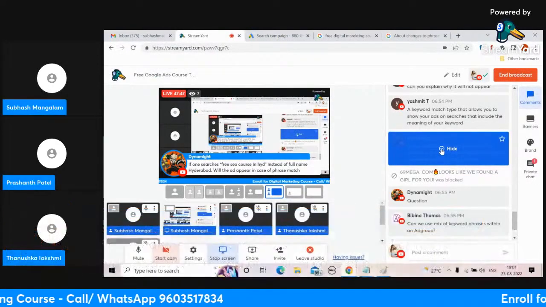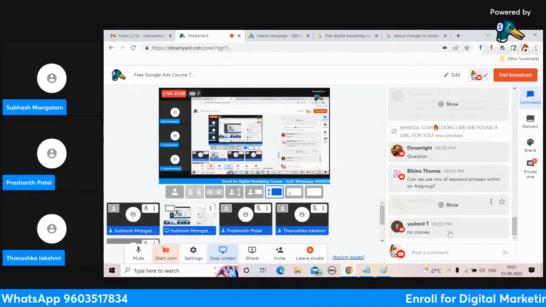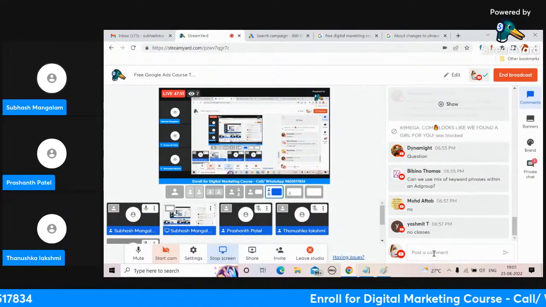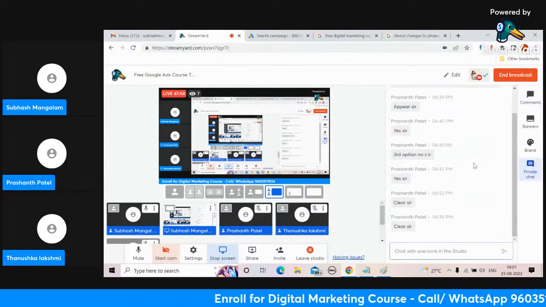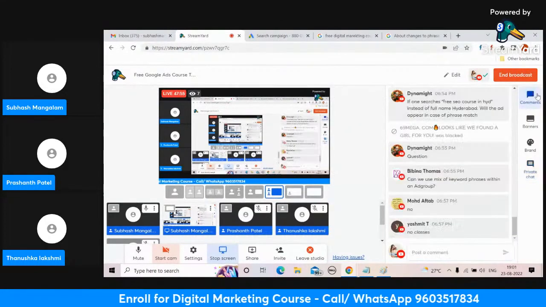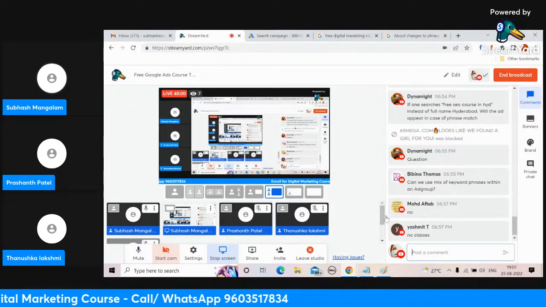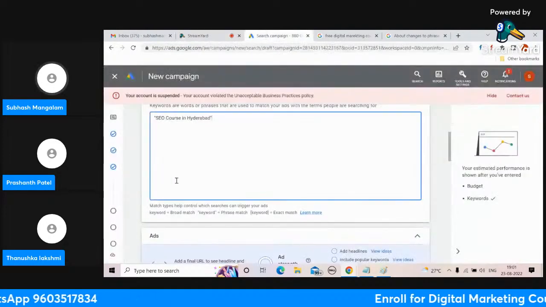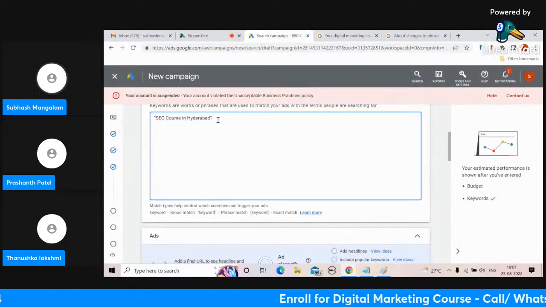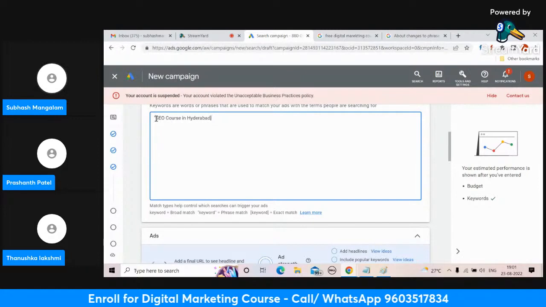Dynamite, you understood? Okay. Right. So slowly you're getting the point. So this is really important, the match types. I hope you use the good match types. Initially, I want all of you to use the phrase match or exact match. I'm going for exact match for your benefit.